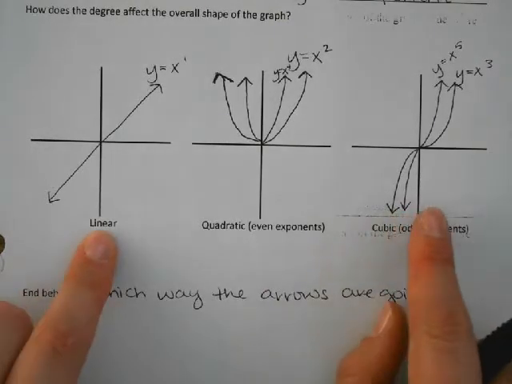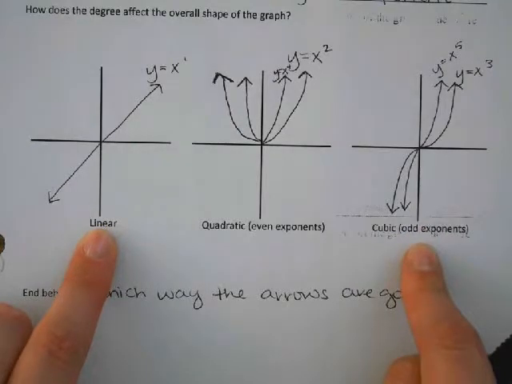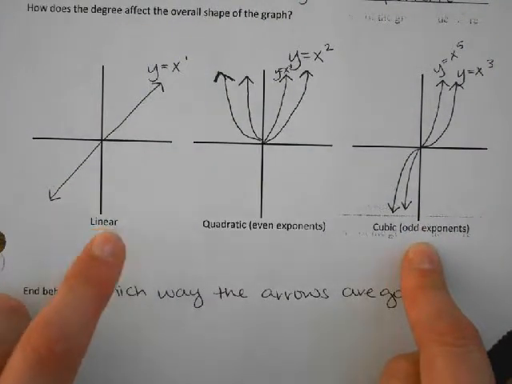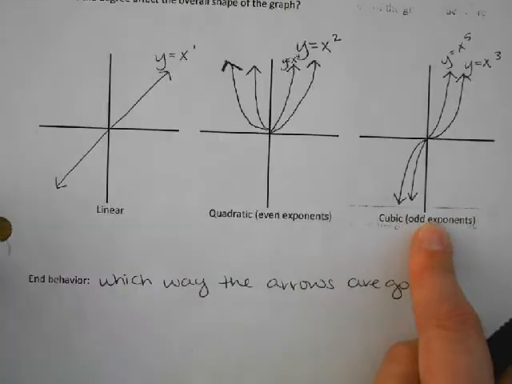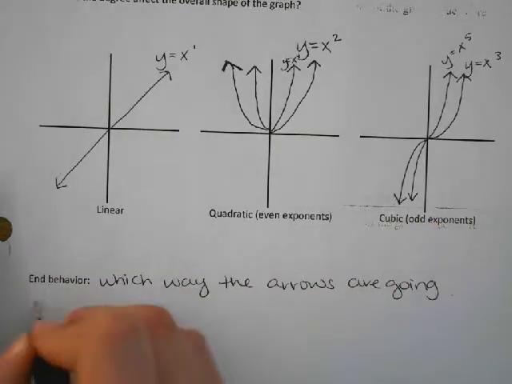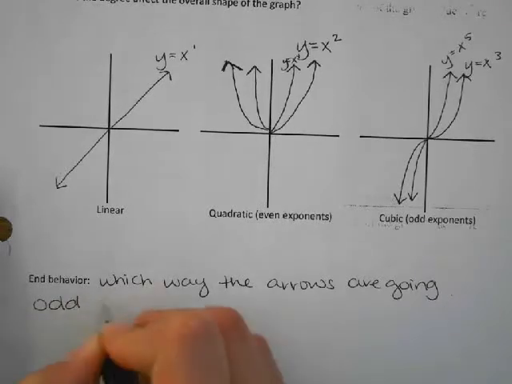The linear graphs and the cubic graphs, these are considered to be odd functions because they have an exponent of 1 or an exponent of 3 or an exponent of 5 or 7 or 9, some odd exponent. And odd functions have arrows that go opposite directions. One goes down, one goes up. You guys see that for odd functions? Okay. So I'm going to say for the end behavior, we could have an odd exponent.